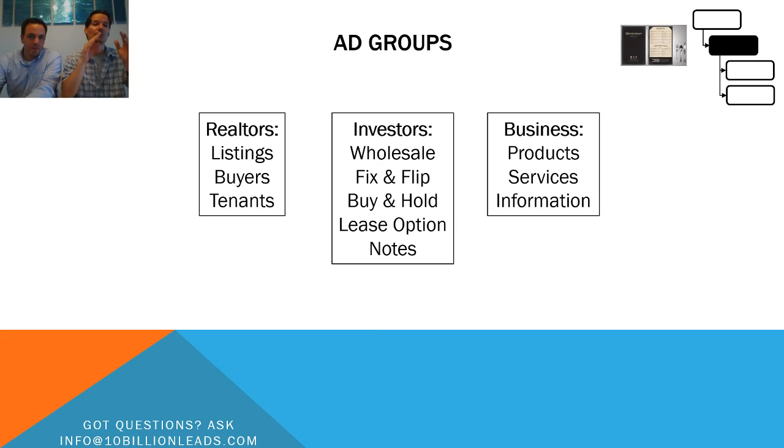But your campaign as a whole still applies to you as an investor. I still want to buy properties, and I want to buy properties from these three different types of individuals. You have to know what these different individuals want, but they can all still be within that same geographic region that you're interested in. So they all belong in a separate ad group.